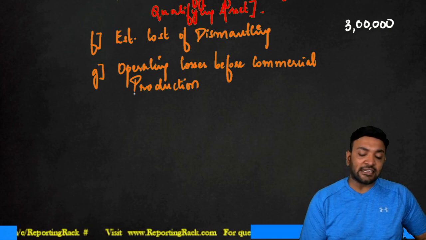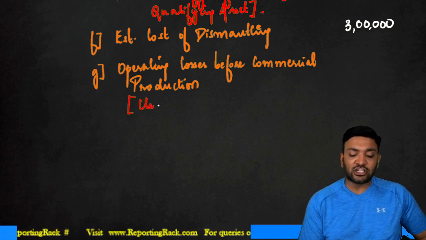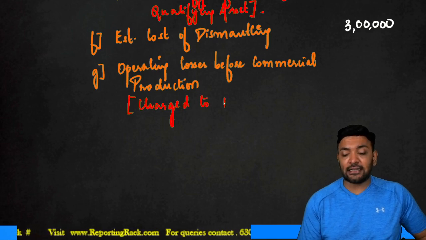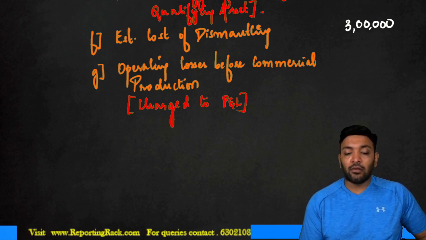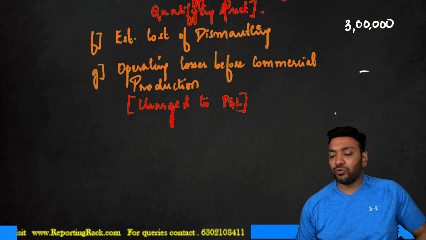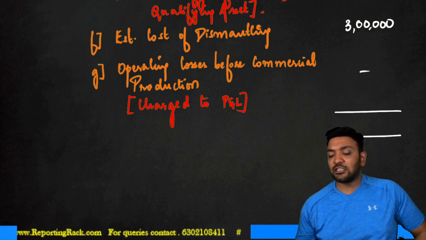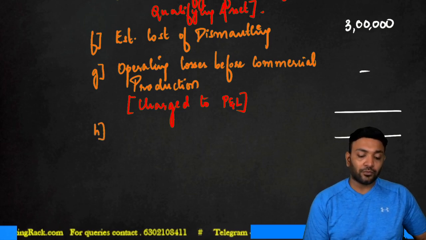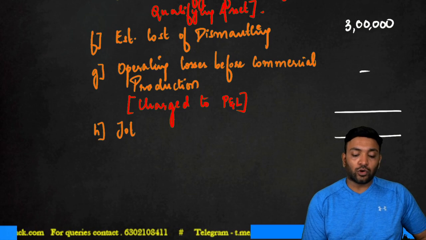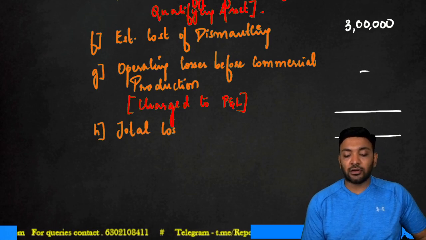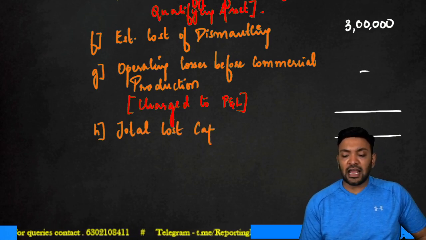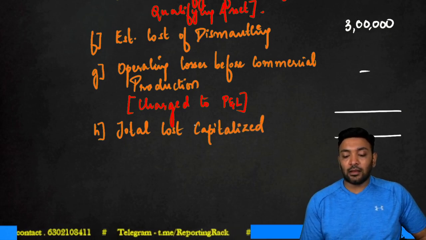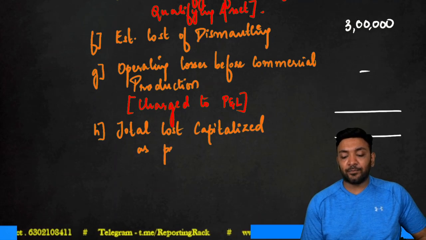I'm writing in brackets the treatment. They should be charged to P&L, not capitalized to the cost of asset. Amount is 0. Find out the total cost eligible to be capitalized as per IND AS 16.